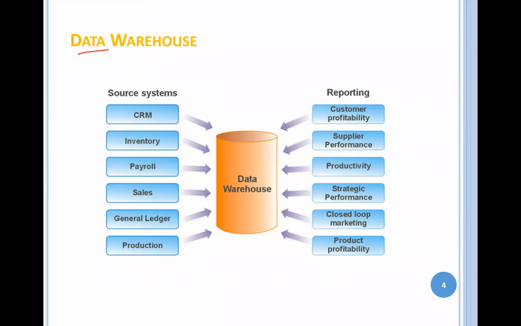And this is the functional architecture of our data warehouse. This is the data source system. You can see the source systems are CRM (customer relationship management), inventory, and payroll information, which companies mostly run in SAP, sales, general ledger, and production data. All this data is in the source system, and we collect it into the data warehouse. From the warehouse it is taken for different kinds of reporting, like customer profitability, supplier performance, productivity. These are all different metrics.